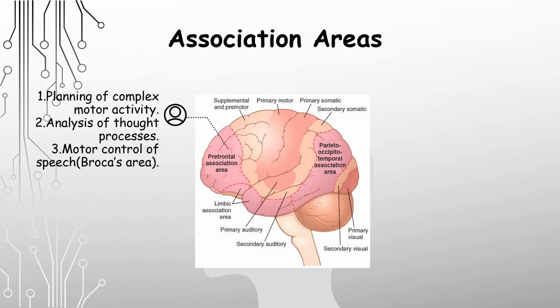Association areas. So there is a prefrontal association area which is concerned with the planning of the complex motor activity, analysis of thought processes, and motor control of the speech, that is the Broca's area. And then limbic association area, it is concerned with the behavior, emotions, and the motivation.